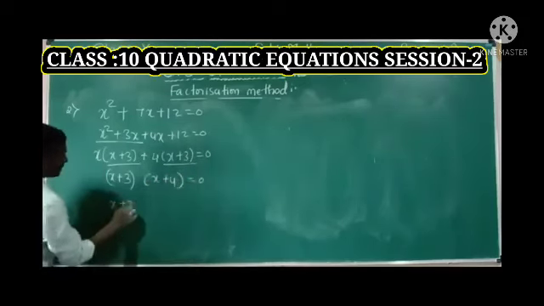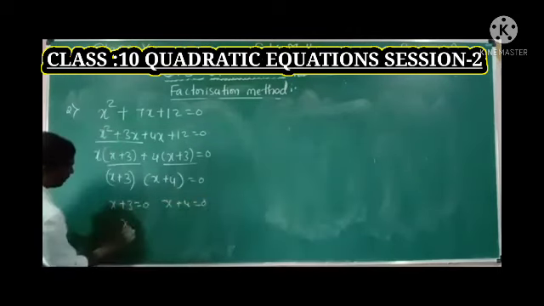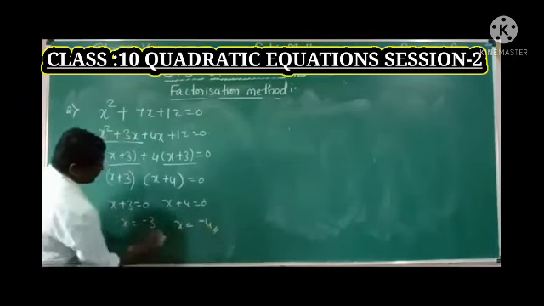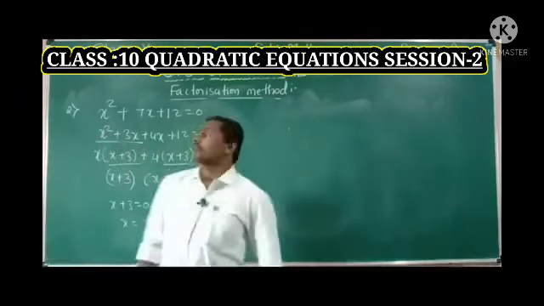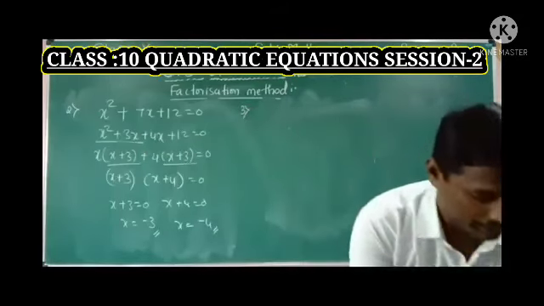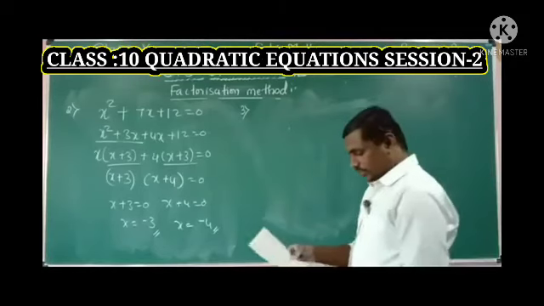Now x plus 3 is equal to 0, x plus 4 is equal to 0. Now x is equal to minus 3 and x is equal to minus 4. These two are the required roots of the quadratic equation. Next one. See the next question.